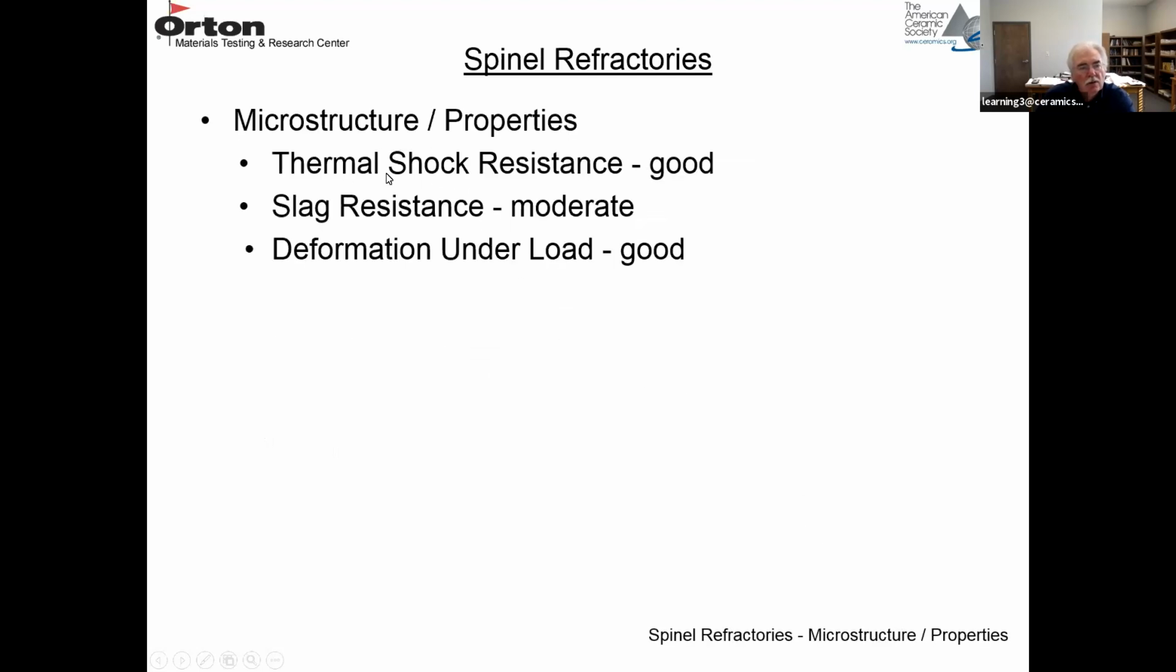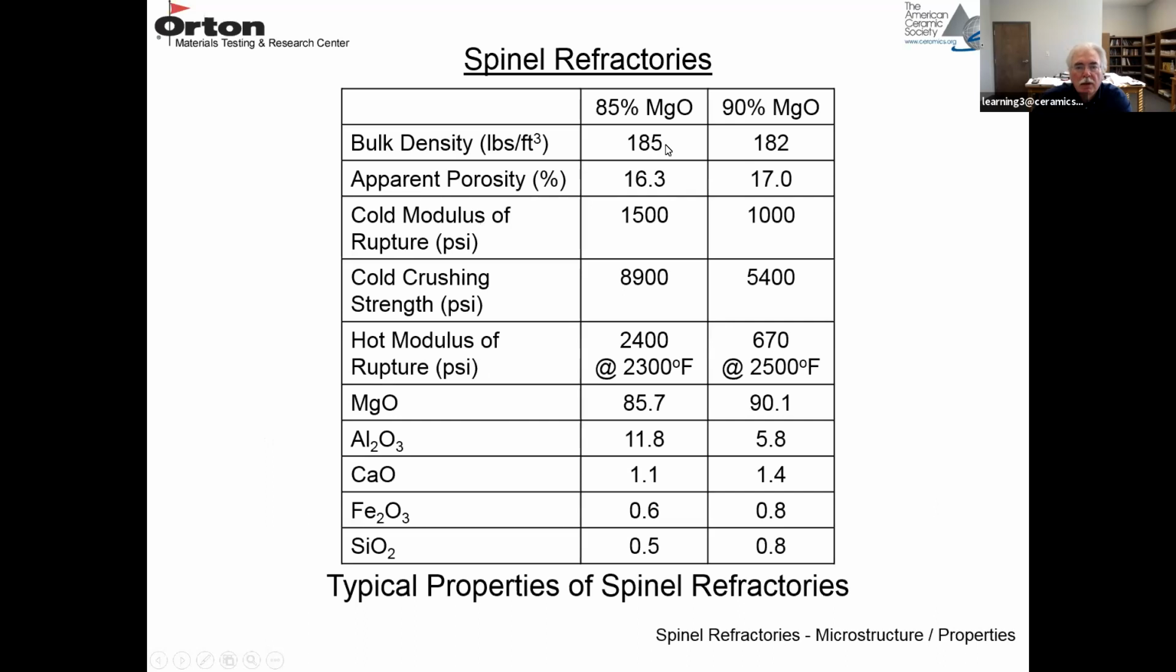So this material has fairly good thermal shock resistance, has average or moderate slag resistance, and has very good deformation under load, good hot strength, and creep resistance. So this microstructure is basically polycrystalline spinel. Here's two versions, 85% MgO and 90% MgO. So these are periclase-rich spinels.